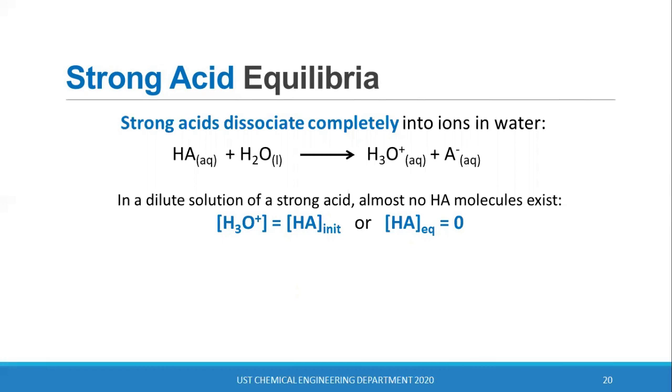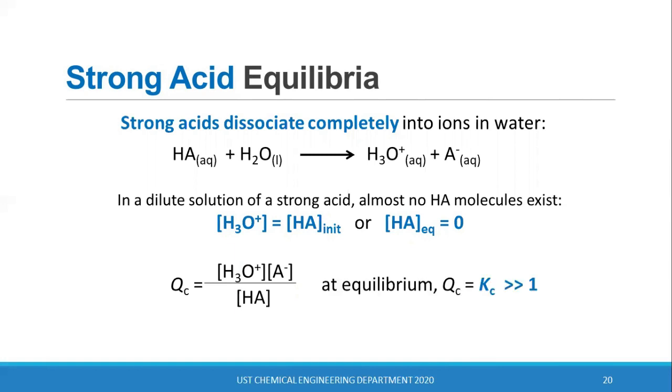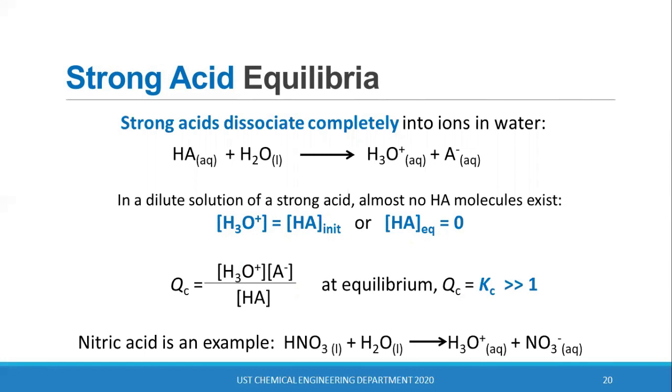The equilibrium constant can be represented by the following expression. The ratio is very much greater than 1 because the numerator is too big compared to the denominator. An example of strong acid is the nitric acid.